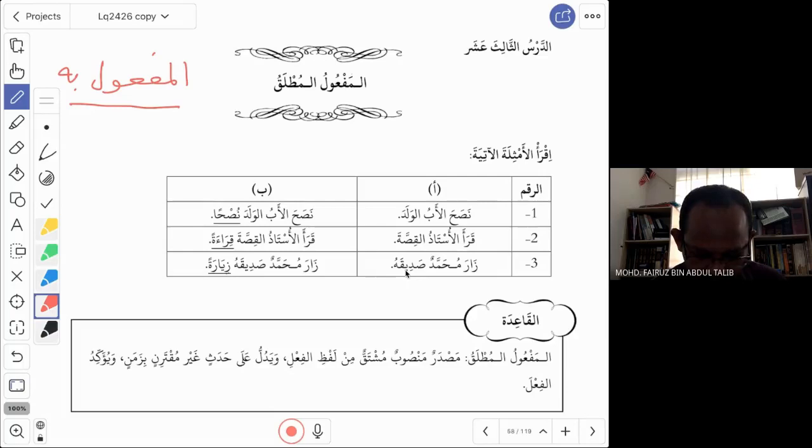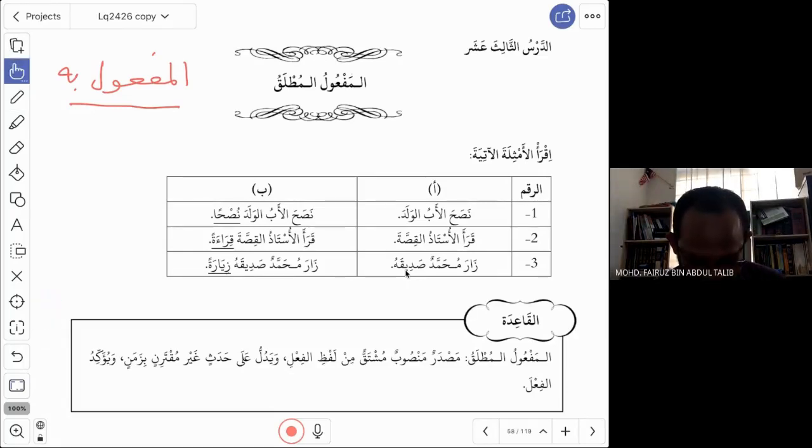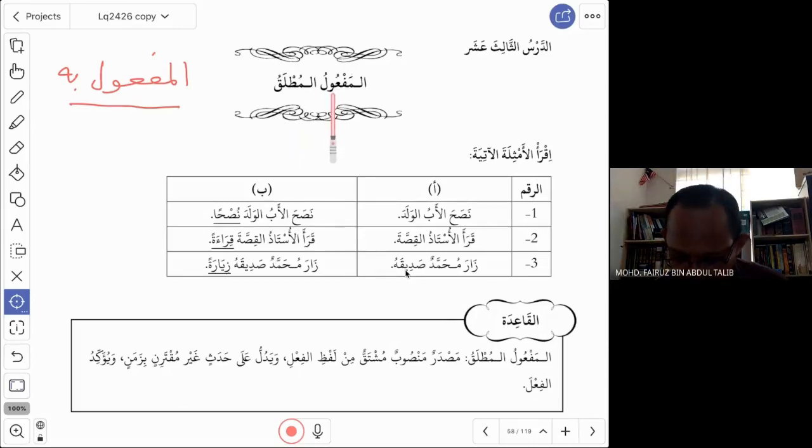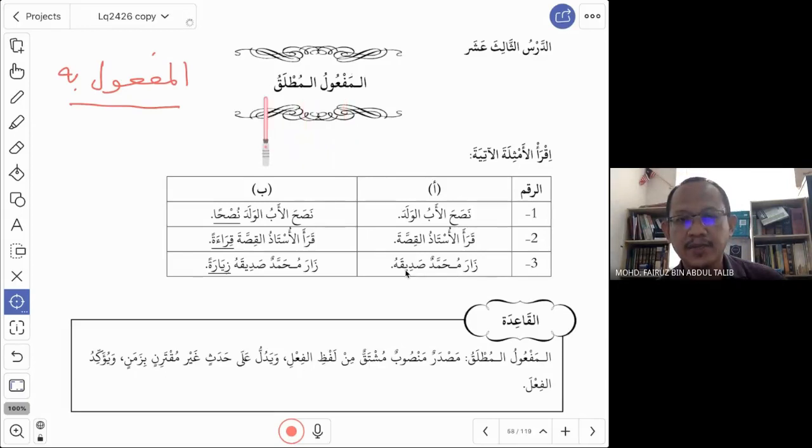But in Arabic grammar there are several other maf'ul. It is not just maf'ul bi. We have several other types of maf'ul. So one of them is al-maf'ul al-mutlaq. So the word al-maf'ul mutlaq here can be translated as the absolute object. Mutlaq kan, or absolute object.